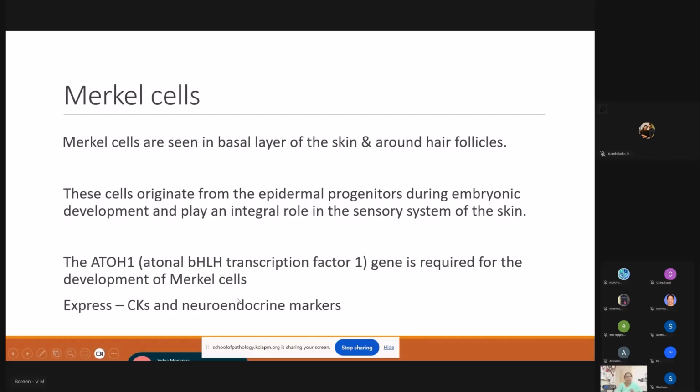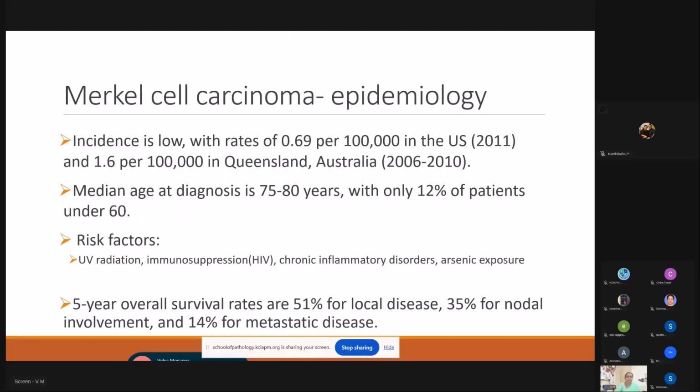Now, just like Merkel cell carcinoma cells, these cells also express cytokeratins and neuroendocrine markers. But does the tumor actually arise from Merkel cells? Let's find out. A little bit about the epidemiology.